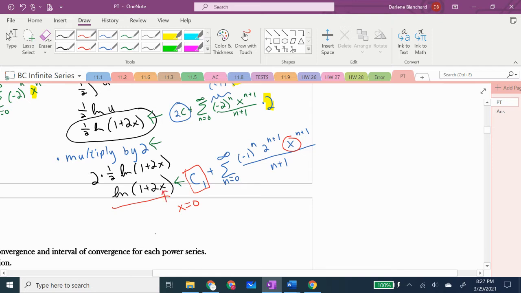I plug in 0 on the left side, and on the left side I get the natural log of 1, that's 0, is equal to this unknown constant plus, and then in this series, when I plug 0 into its x, I am just creating a bunch of terms that are all 0. And if you want to double check, you can always look at if I plug in n equals 0, the first term that I get is a positive 1 times 2 times x divided by 1.